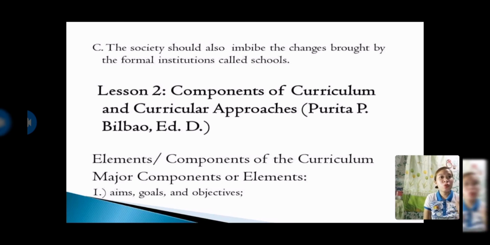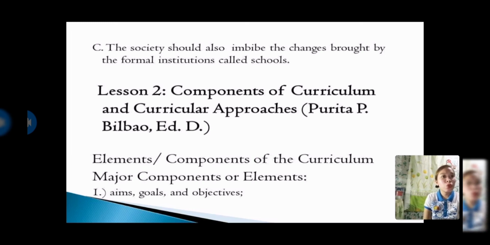So, the society should also imbibe the changes brought by the formal institution called the school. When we say imbibe, it means to take in and process something mentally, such as ideas and experiences. In school, we learned a lot. We explored things. We develop our mental and personal selves. We experience something new, and when we go to the society, we use those experiences and apply those things. So it is a process brought by the formal institution, which we call schools.